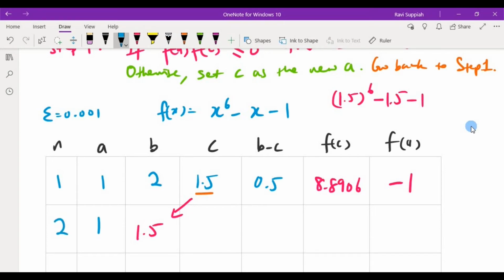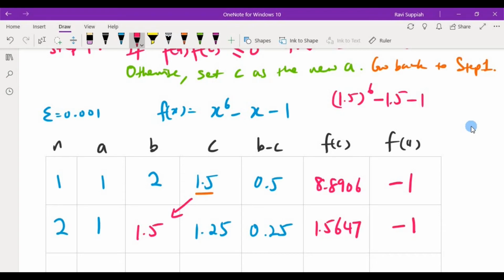And the new C is A plus B divided by 2. So 1 plus 1.5 is 2.5, divided by 2 is 1.25. And now B minus C, I will get a value of 0.25. And now FC: I take 1.25 and put it inside this expression here for x, and I will get an answer of 1.5647. And FA, since A is unchanged, will still be the old FA, which is minus 1.